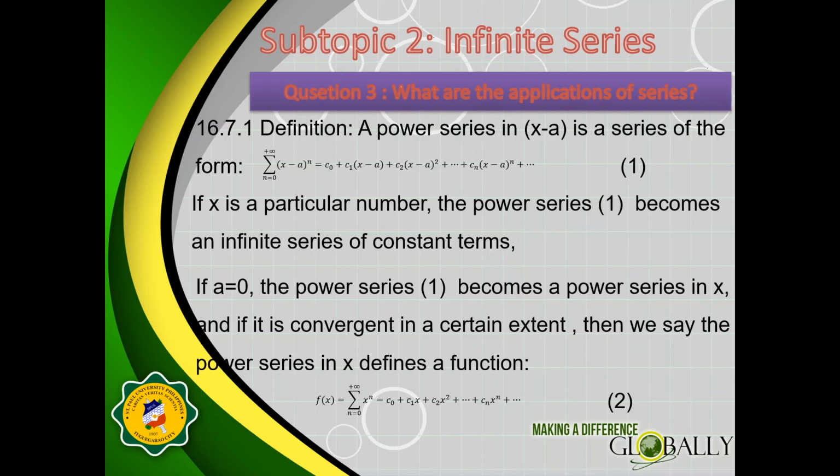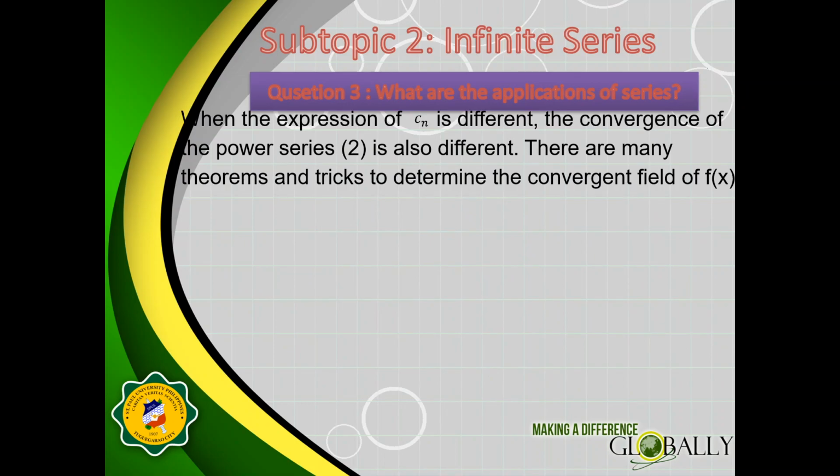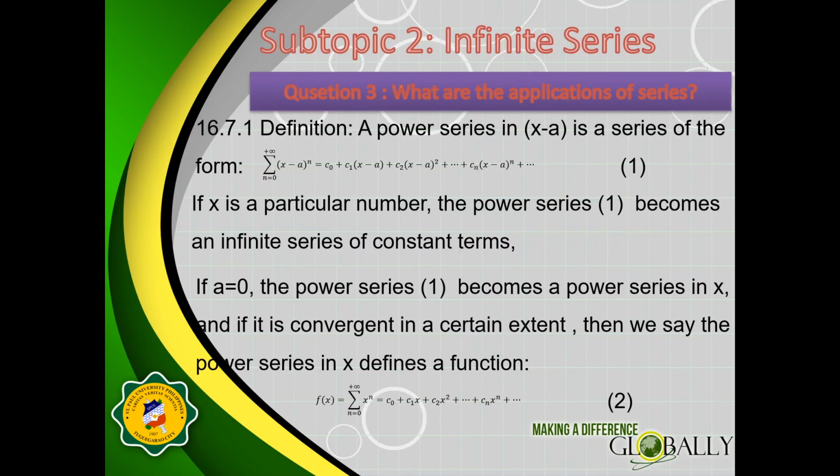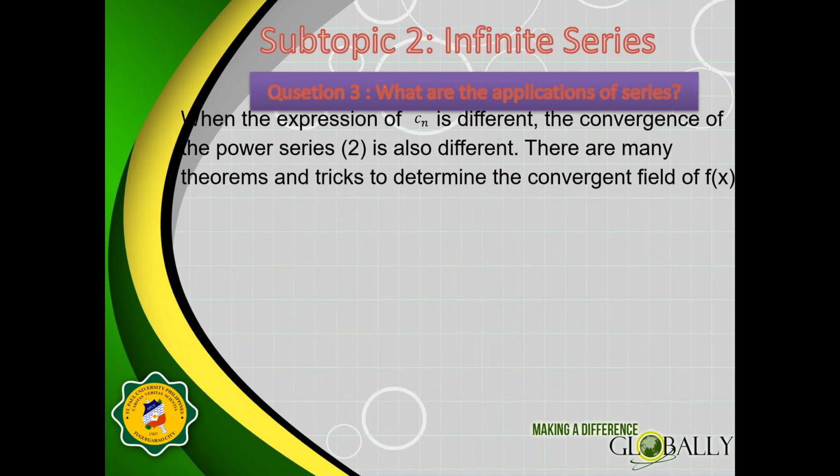If it is convergent in a certain extent, then we say the power series in x defines a function. If a equals 0, right? Then f(x) equals to the formula 2. When the expression of c_n is different, the convergence of the power series 2 is also different, right? There are many theorems and tricks to determine the convergent field of the f(x).